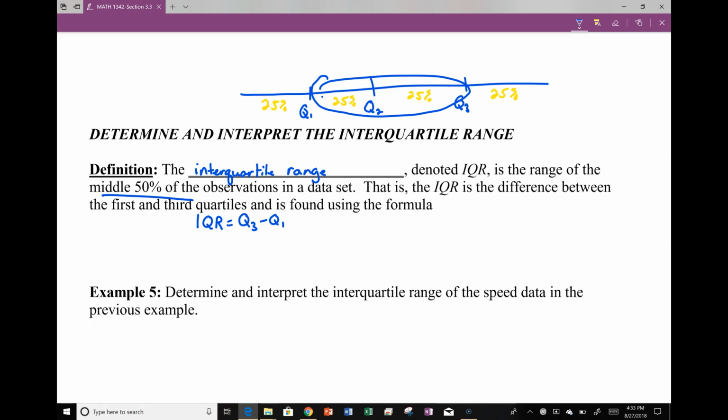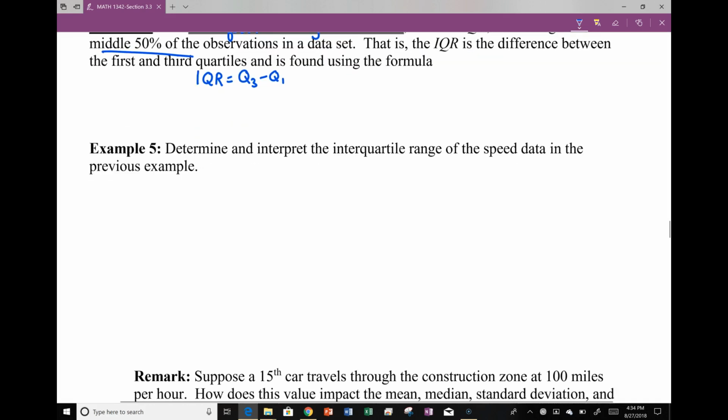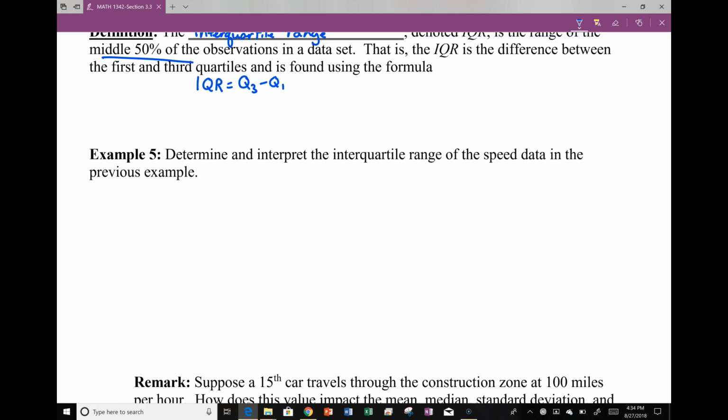Now, when we're looking at this, be sure your interquartile range should be a positive number because you're taking the highest number minus the lowest number. Recall that range is your highest value minus your lowest value. So let's look at example 5. Determine and interpret the interquartile range of the speed data in the previous example.